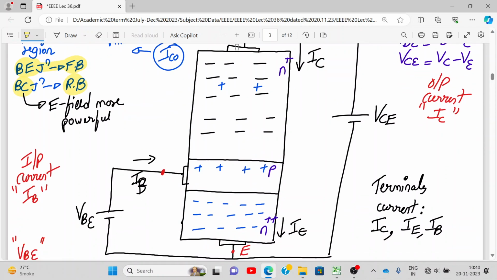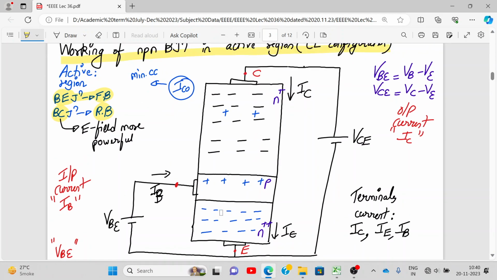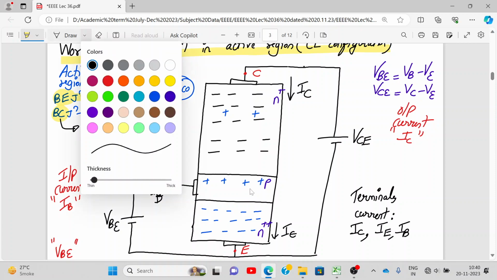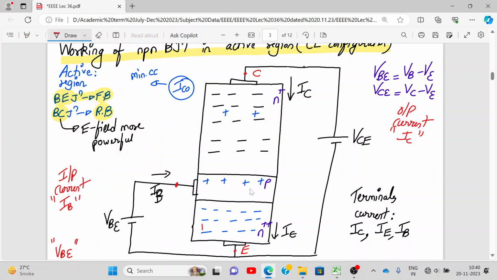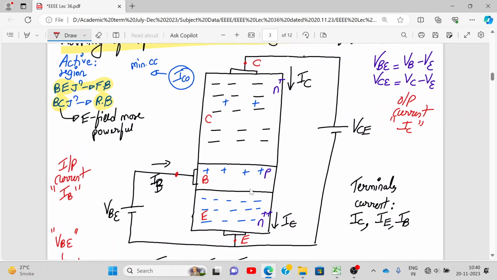I have drawn it like this. This is my emitter region, this is my base region, and this is my collector region. Can you see this? I have drawn a bigger diagram, that's why I have to do this. Okay. Now, let us start with the working. So, first of all, polarities. How will the polarities be? Base emitter junction should be forward bias. So, here the positive supply is connected to the P region, and the negative supply is connected to the N region.